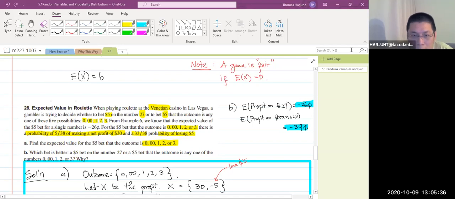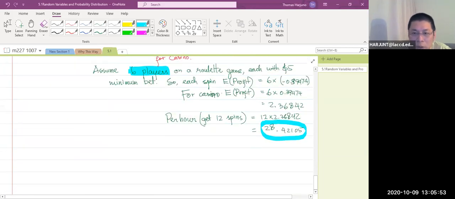Okay, but at least from this example, if I have to choose one of these two schemes of betting, I prefer to bet on one single number instead of five numbers. Okay. Now the next one that I want to do is on life insurance.